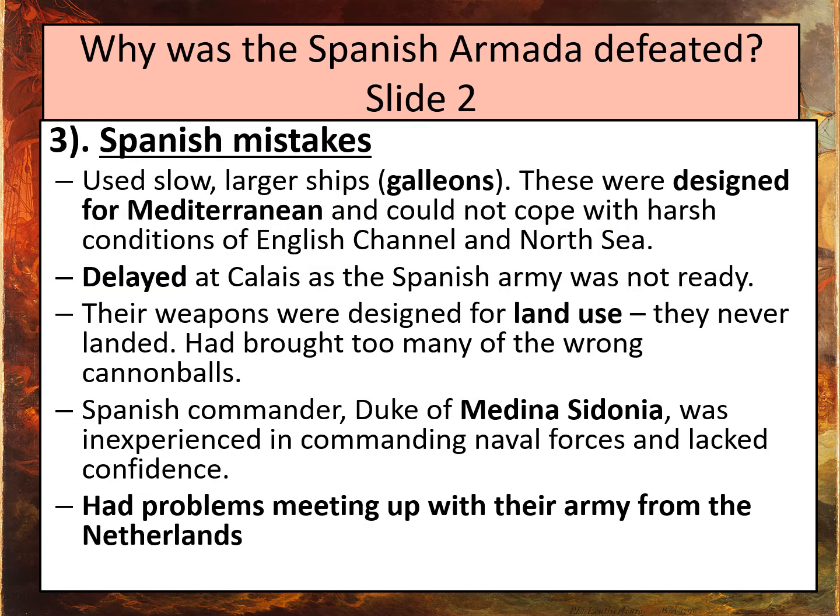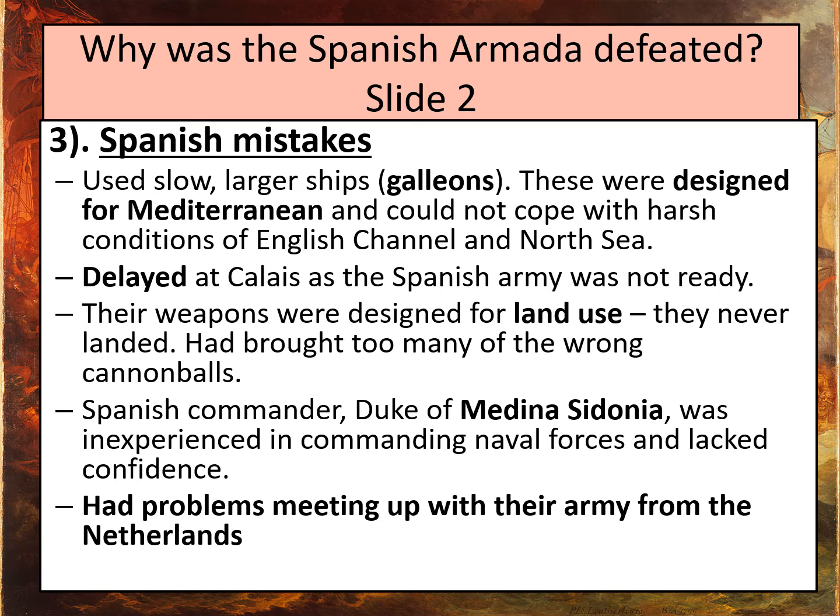So of course it was the weather, it was bad luck, it was the English tactics, but it was also to do with the Spanish tactics themselves as well. They used those slow, larger ships, their galleons. These were designed for the Mediterranean waters and could not cope with the harsh conditions of the English Channel and North Sea. So they were attacking a country that had rough seas, and they brought ships that were not really up to the job.